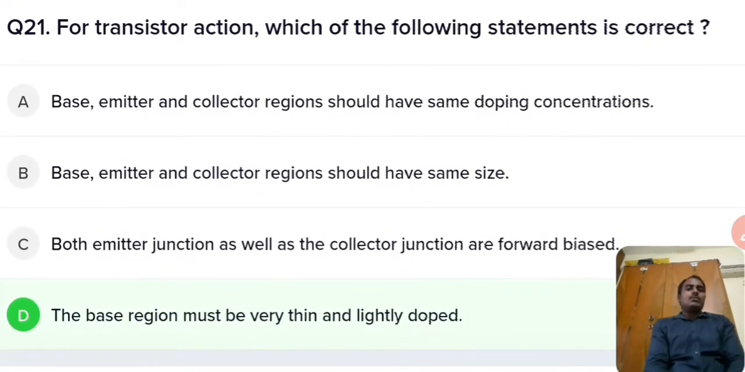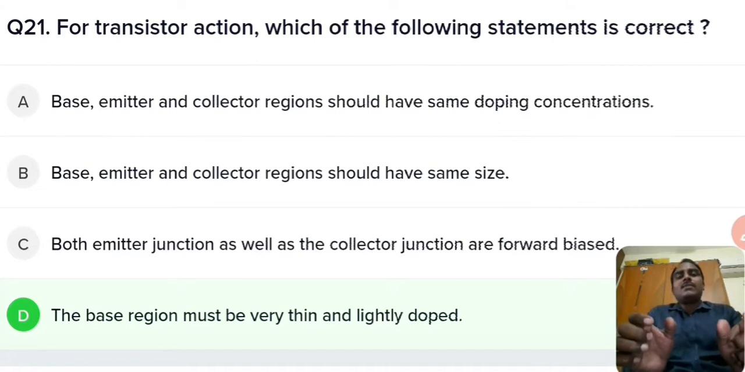Next, question number 21. For a transistor action, which of the following statements is correct? So a transistor will have three regions: emitter, base, collector. The emitter is moderate in size, and the right side collector is large in size. Emitter and collector are opposite in size and doping. The emitter is moderate in size and highly doped, and the collector is large in size and moderately doped.